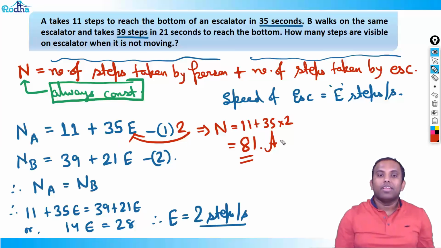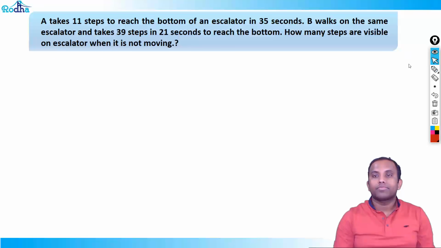So N is 81. 81 is the answer for this question. Now we'll do the next question in the next video. We'll continue this escalator topic in the next video.